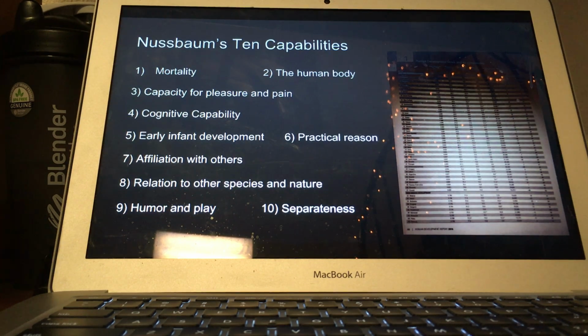Humor and play. Another defining human characteristic is the capacity for laughter and play. Different societies carve out varying amounts of time for play and absence of work, but this does exist in some capacity in every culture. A life that is completely devoid of laughter and play is a life that is not worth living and not human.